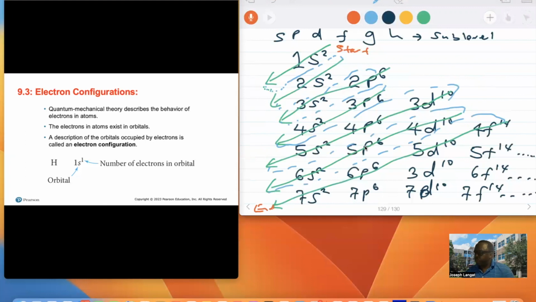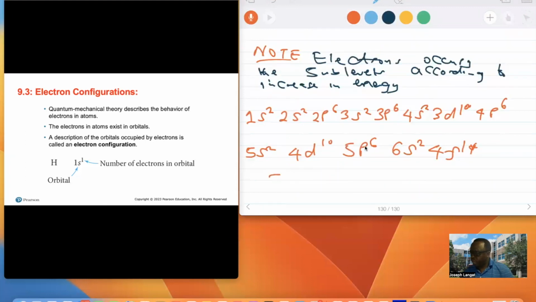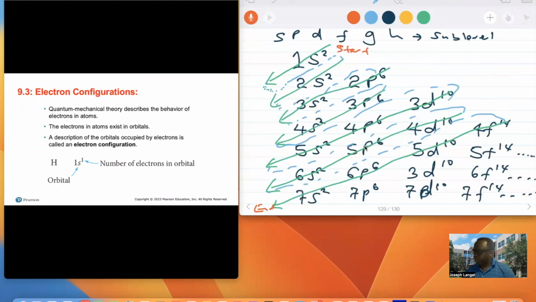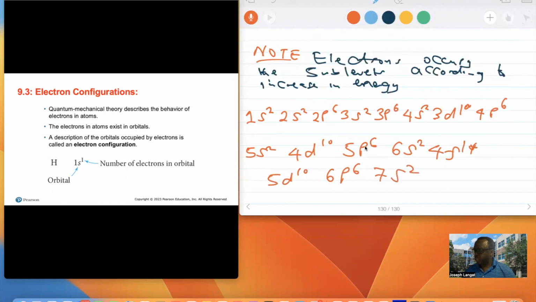5d10, 6p6, 5d10, 6p6, and then 7s2. So this is 7s2. What I've done here is write the order in which the sublevels are occupied by electrons in an atom according to increase in energy.